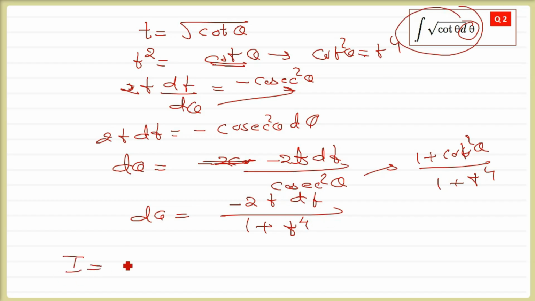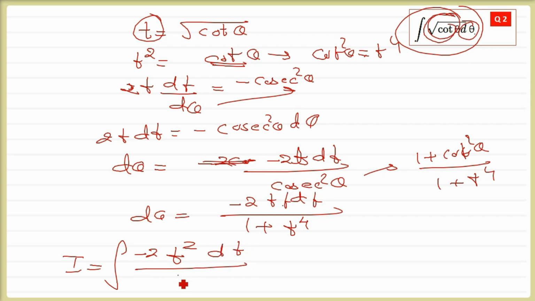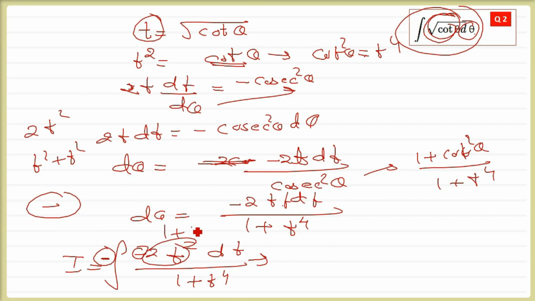Now come again here. I will become, see, under root cot theta was already t, times minus 2t dt divided by 1 plus t raised 4, written in place of d theta. It will be negative 2t square, dt was already there, over 1 plus t raised 4. So first thing, we'll take this negative outside. 2t square is what? t square plus t square. Because 1 plus t raised 4 is in the denominator, we will add a 1 and subtract a 1. So t square plus 1 in one case and t square minus 1 in the other, that will eventually form 2t square only. In the denominator we have 1 plus t raised 4.